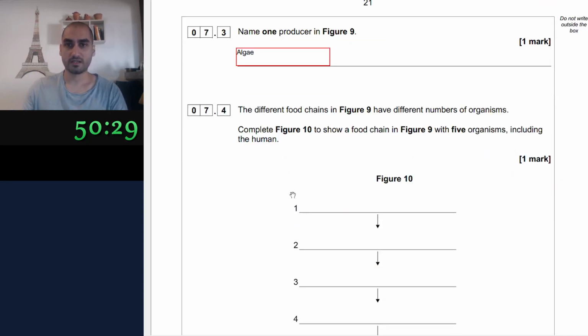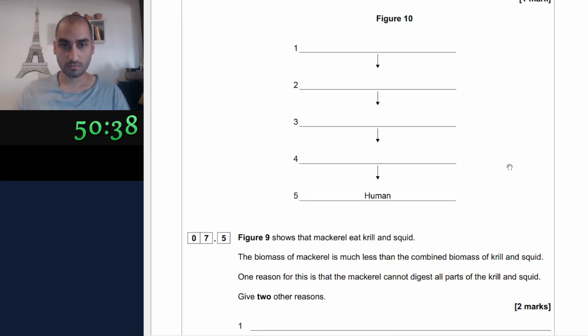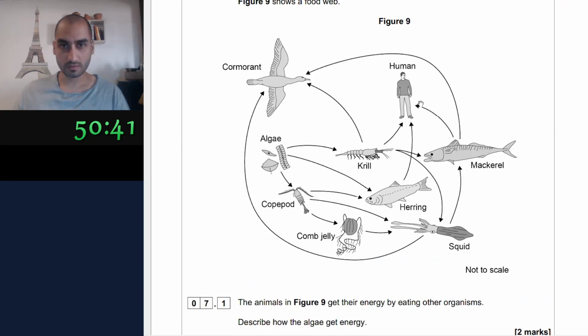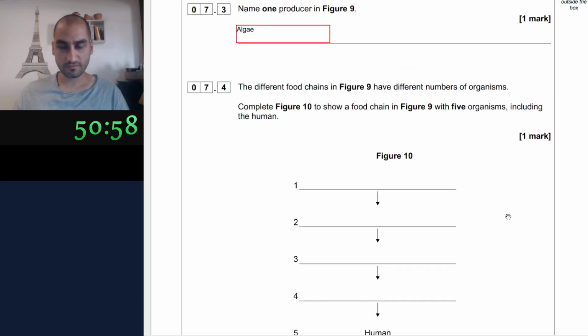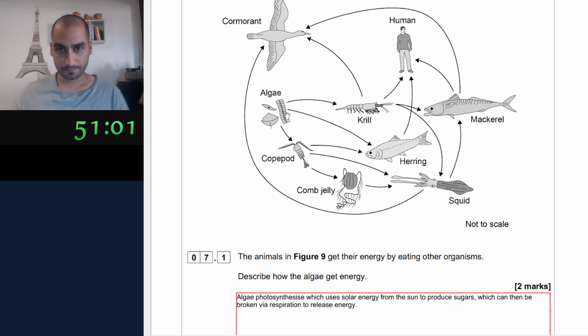The different food chains in Figure 9 have different numbers of organisms. Complete Figure 10 to show a food chain in Figure 9 with 5 organisms, including the human. 5 organisms. So algae, copepod, comb jelly, squid, mackerel, 1, 2, 3, 4, 5. Human, no. We need 4 before human. Okay. Krill, squid. Algae, krill, squid, mackerel, human.